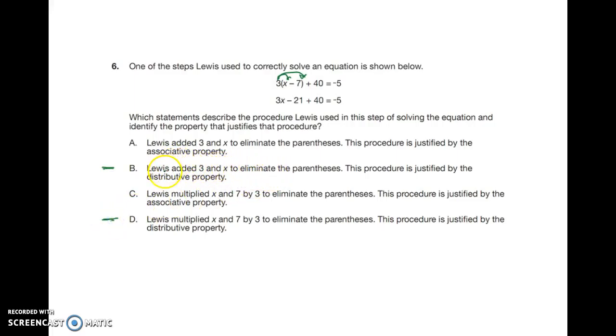So distributive property, we can still have B and D. For B, it says Lewis added 3 and x to eliminate the parentheses. This procedure is justified by the distributive property. Is that what we did? Did we add 3 and x? In D, it says Lewis multiplied x and 7 by 3 to eliminate the parentheses. If you remember, distributive property has to do with multiplication, so that's D. I hope you didn't have any questions on that one either. That one should have been pretty easy.